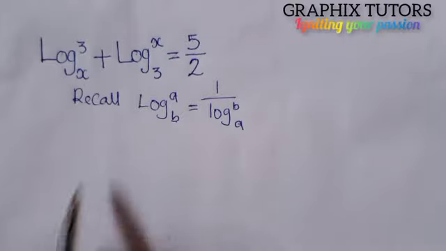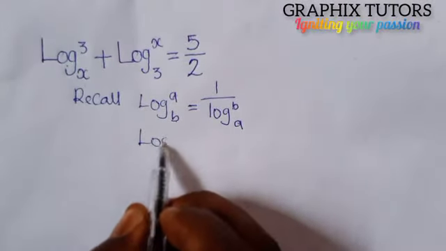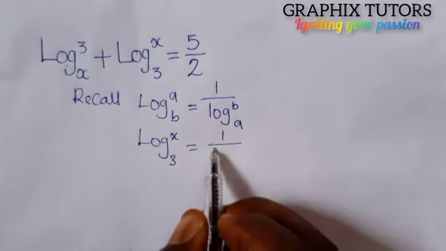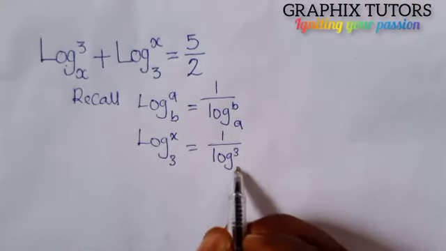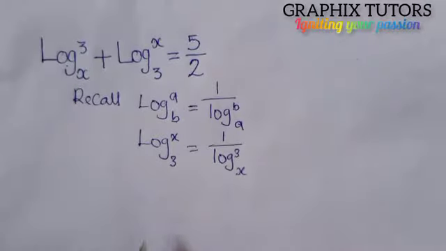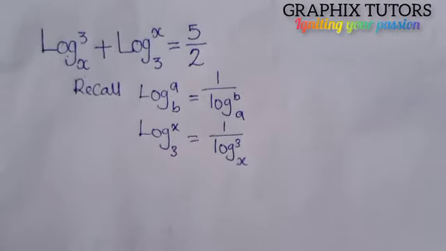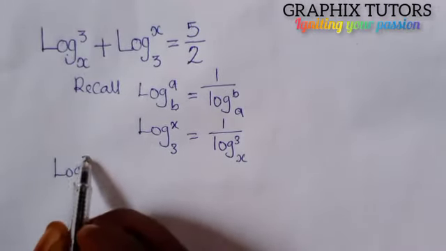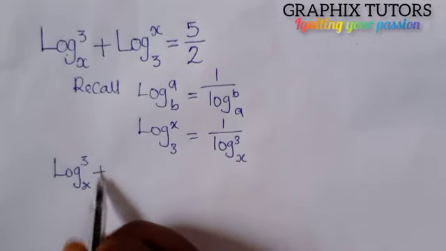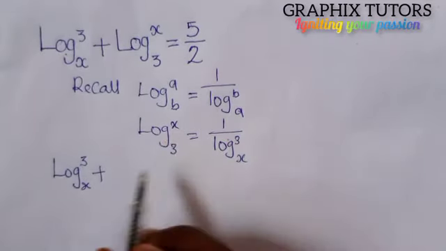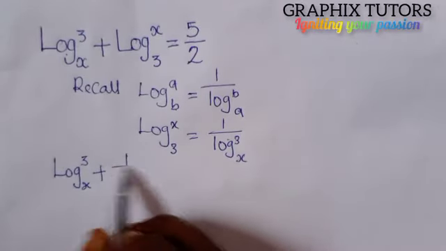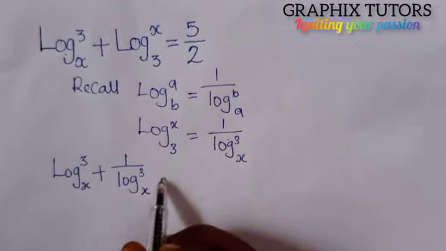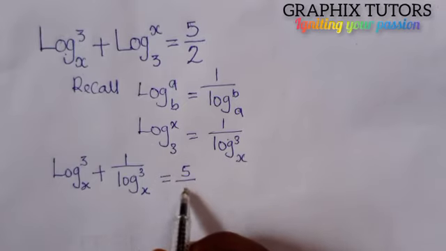So if I apply that, when we have the log of x to base 3, it is going to give us 1 all over log 3 to base x. I will input them here. Therefore, the log of 3 to base x plus 1 all over the log of 3 to base x equals 5 over 2.